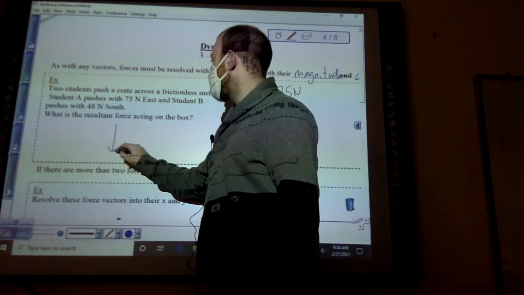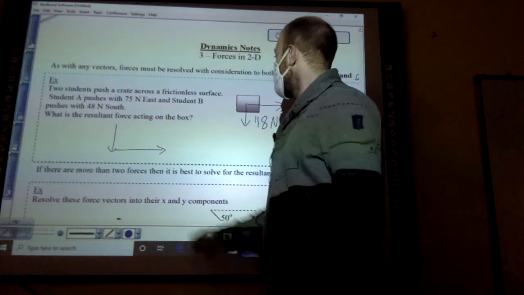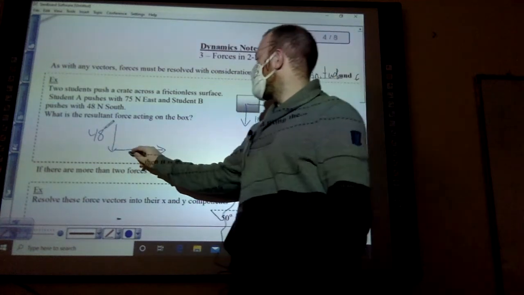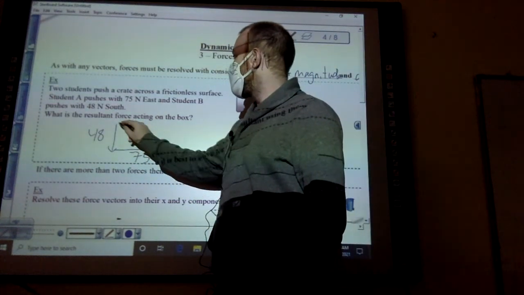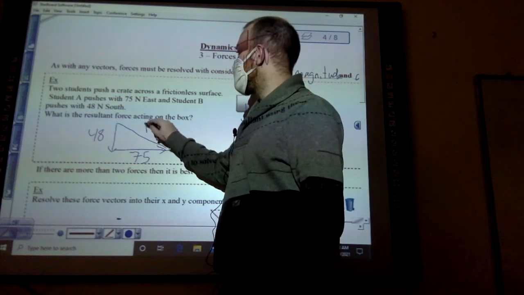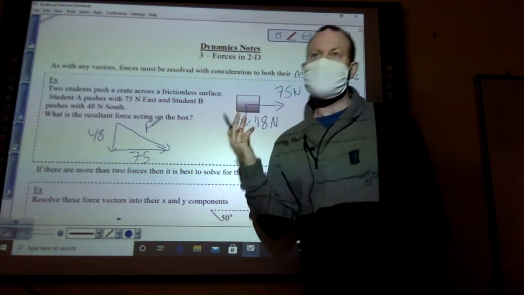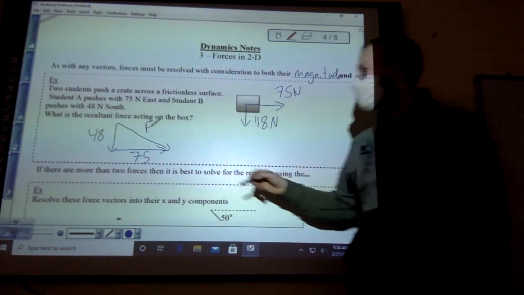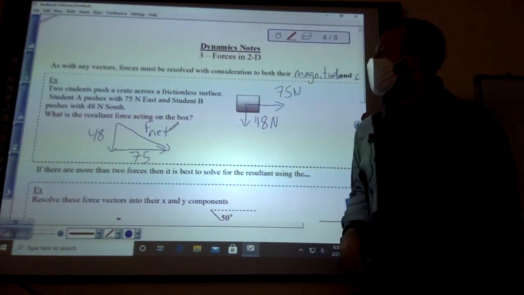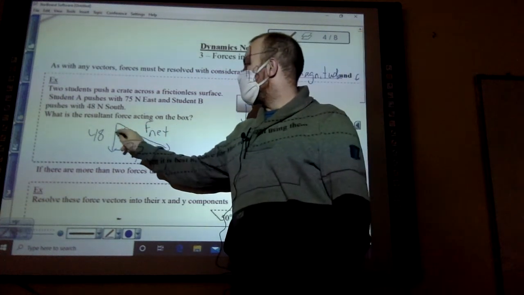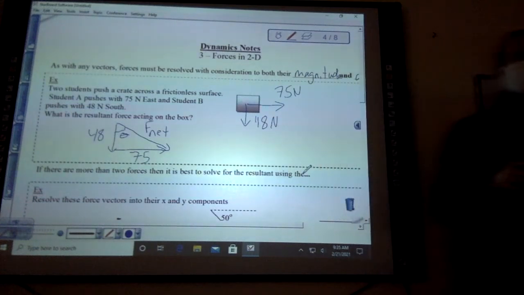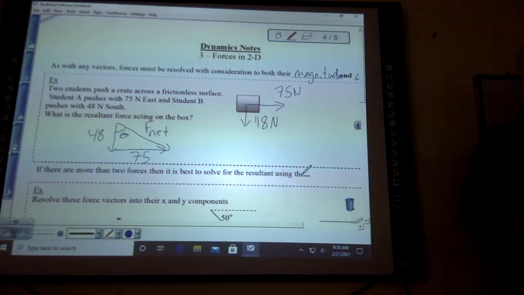So I'll do this way. So we've got 48 on this side. I've got 75 on this side. From where I start to where I finish, this is going to be the resultant force, or F net, because we'll be dealing with F net mostly. And this is going to be the angle we solve for. Questions with that setup?